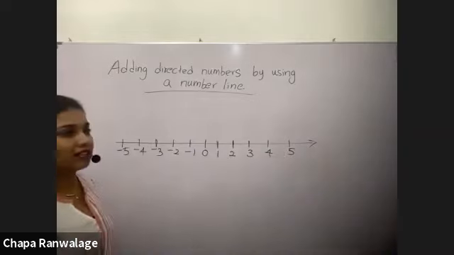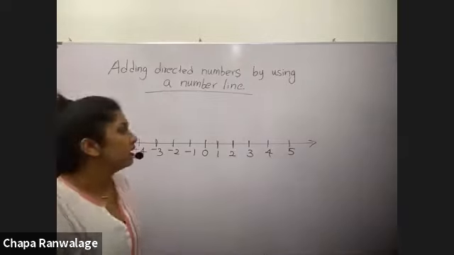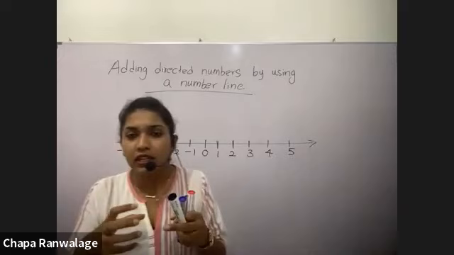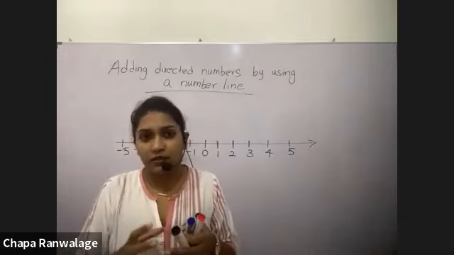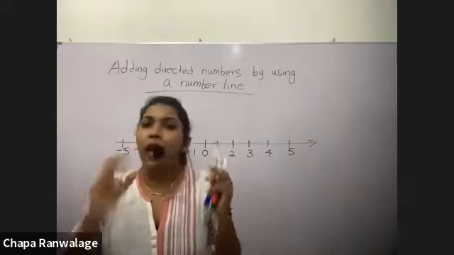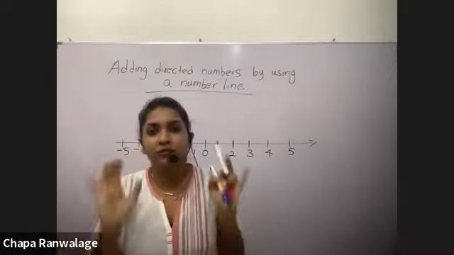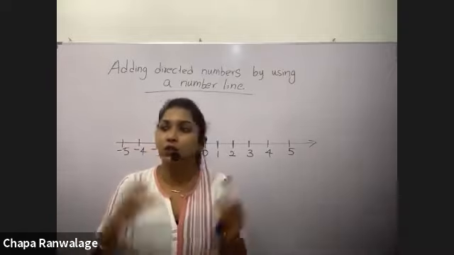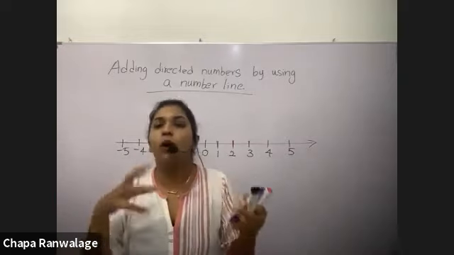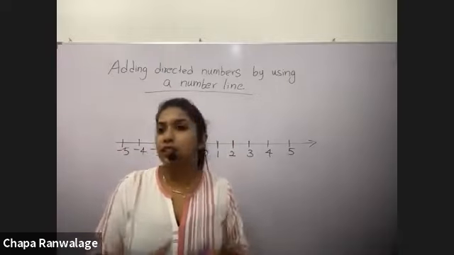Now, in grade 6, we discussed the properties of the number line. I am not going to explain them again. Now we are going to simplify. Here we are doing addition, not subtraction. We are going to discuss how to add two or more directed numbers by using the number line.